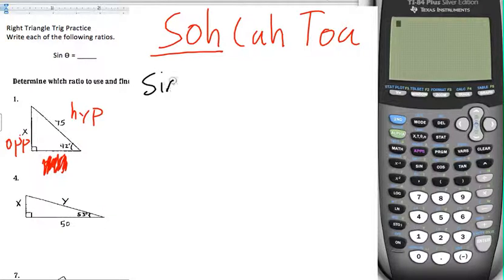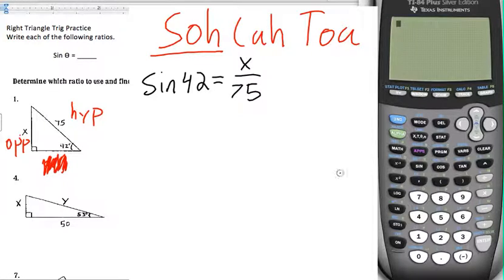On the quiz, I really want to see a step that looks like this. Sine 42 equals x, because the O, the opposite, is first, over 75. I want to see that. Make sure you do that. And we can go ahead and solve this.